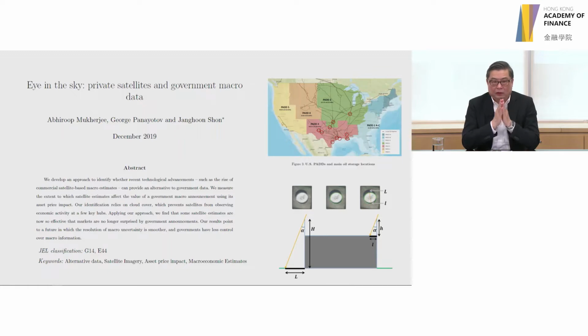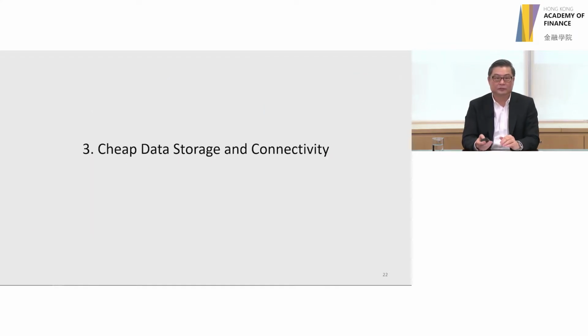So the whole point here is that we don't need to rely on the government for macroeconomic data. In fact, with satellite images and other technology, we can get the most updated information about this data and don't need to rely on the government. And there are a lot of policy implications as a result of this. The third condition is cheap storage and connectivity.